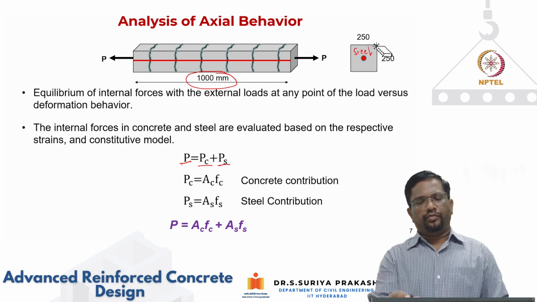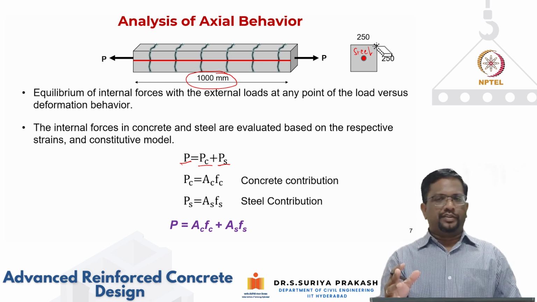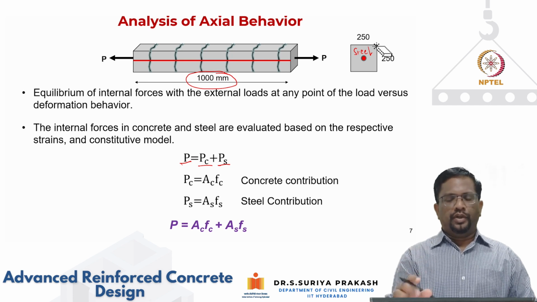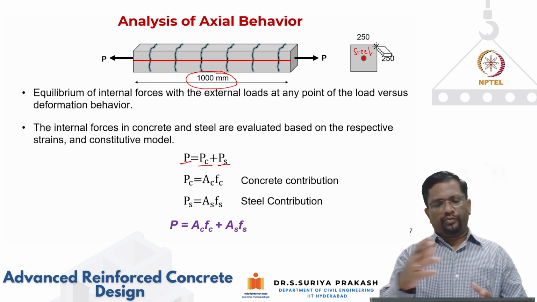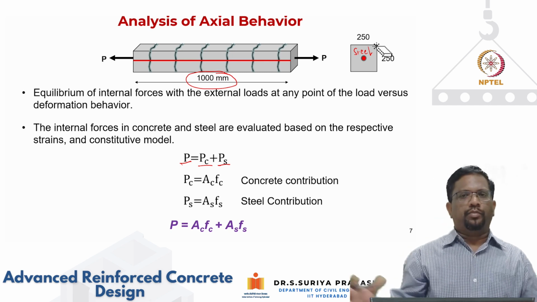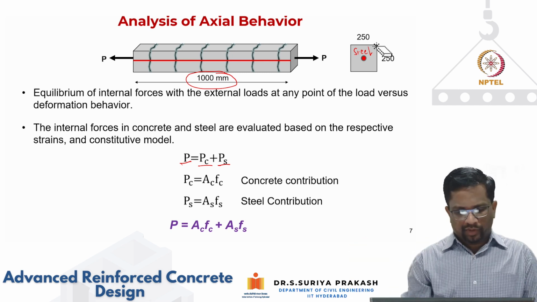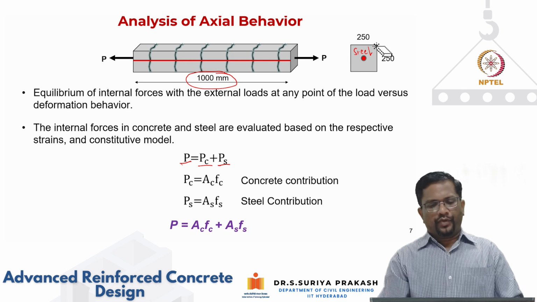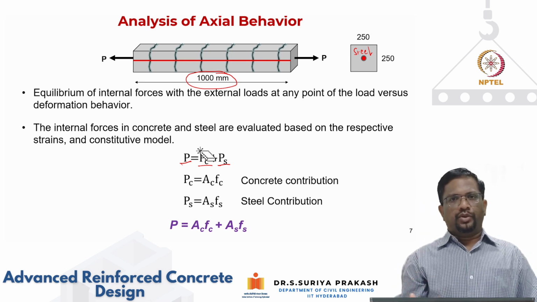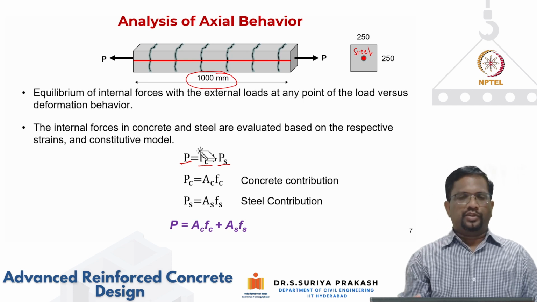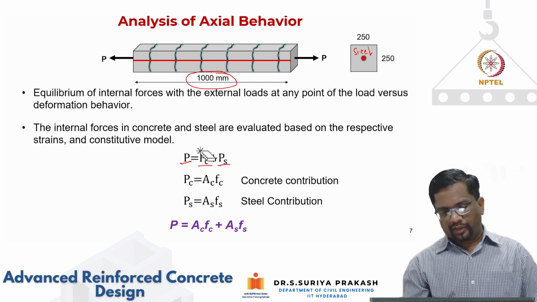Okay. For convenience's sake, since it's an axial load, we have just put in one rebar. But if you look at it as a column member or tie member, of course, you'll have multiple rebars. Now I'm clubbing everything and showing it as one reinforcement. Now how do I get my Pc and Ps, that is, the load resisted by concrete and the load resisted by steel? How do we get it?